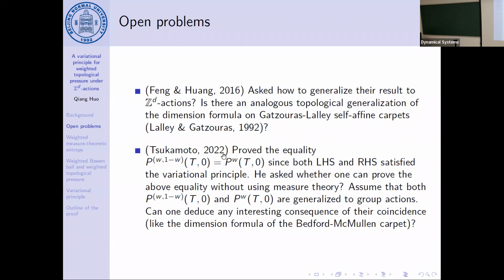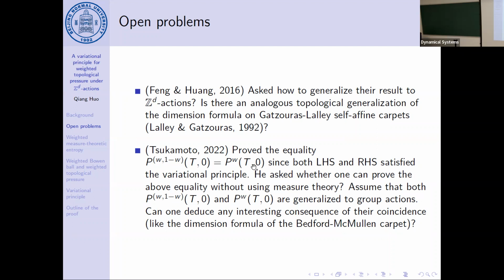As mentioned, Tsukamoto proved that Feng and Huang's definition and his definition coincide. His method is that both the left-hand side and the right-hand side satisfy the same variational principle. So these two definitions are equal to each other.